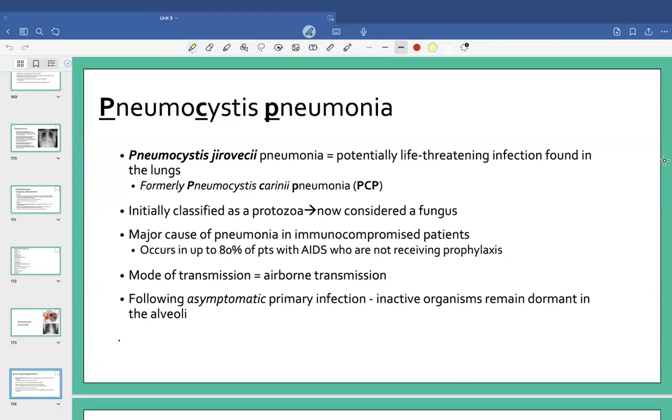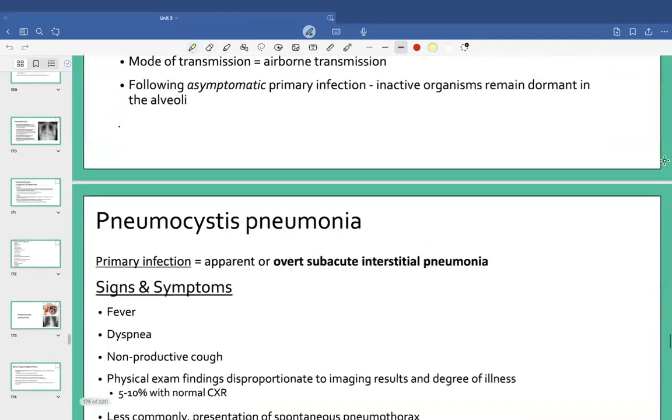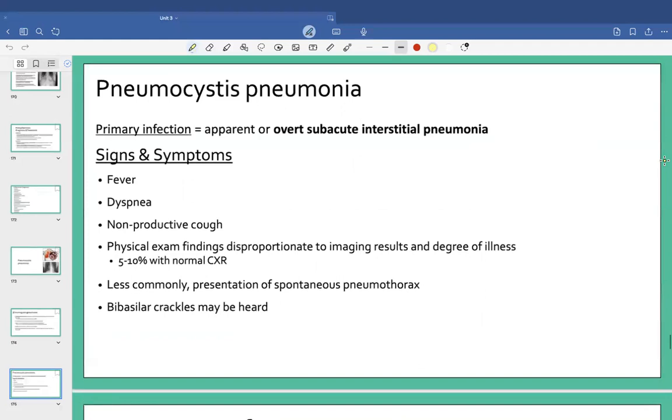So our signs and symptoms: this is typically an overt subacute interstitial pneumonia. These patients are going to present with fever. They're having shortness of breath on exertion. They have a non-productive cough. They might have bilateral crackles. Not everybody has them, some auscultations are normal, but for some patients, they may have crackles.